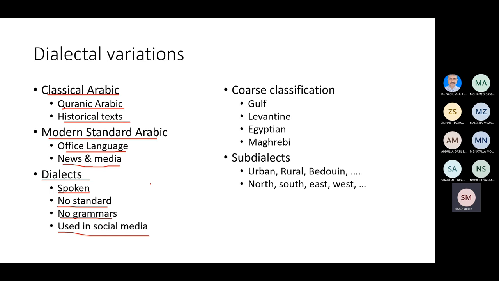That's why researchers started to work on the dialects, because if you want to monitor the social media, you need to understand what the people are saying there. For the dialects, you have the coarse classification like Gulf, Levantine, Egyptian, and Maghrebi. And for the fine grain, for the Gulf, you say this is Bahraini, this is Omani, this is Saudi, and so on. For the Shami, it's the same: this is Jordanian, this is Lebanese, and so on. Even the dialect itself has sub-dialects: urban, rural, and Bedouin, and you have a dialect in the north of the same country and another accent in the south. It also applies to the east and the west.